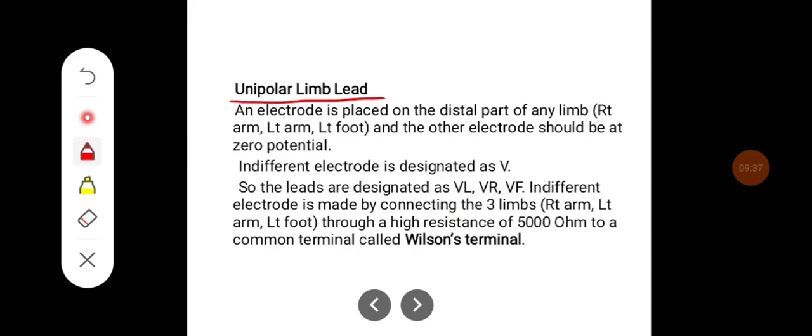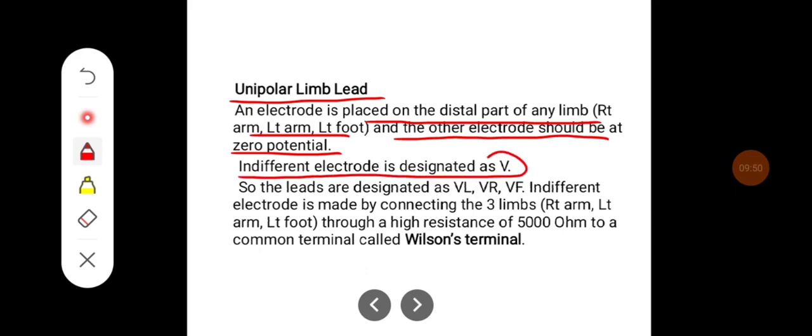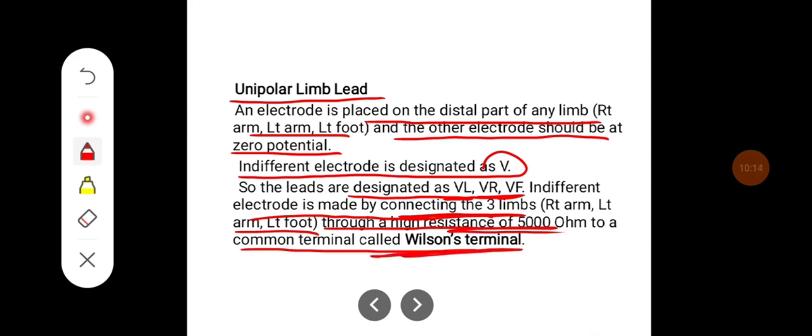Unipolar limb leads. An electrode is placed on the distal part of any limb, that is right arm, left arm, or left foot, and the other electrode should be at zero potential. The indifferent electrode is designated as V. So the leads are designated as VL, VR, VF. The indifferent electrode is made by connecting the three limbs, that is right arm, left arm and left foot, through a high resistance of 5000 ohm to a common terminal which is called Wilson's terminal.